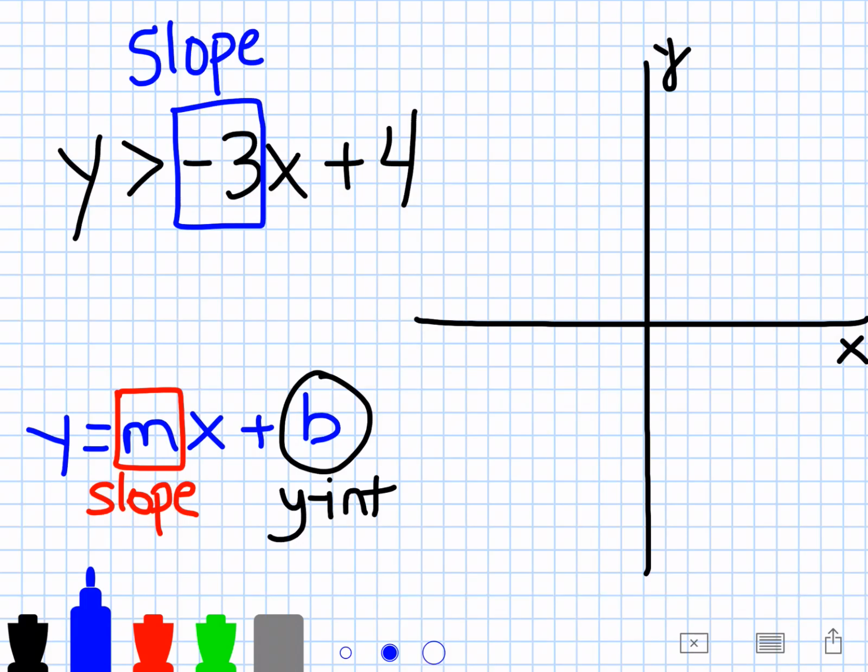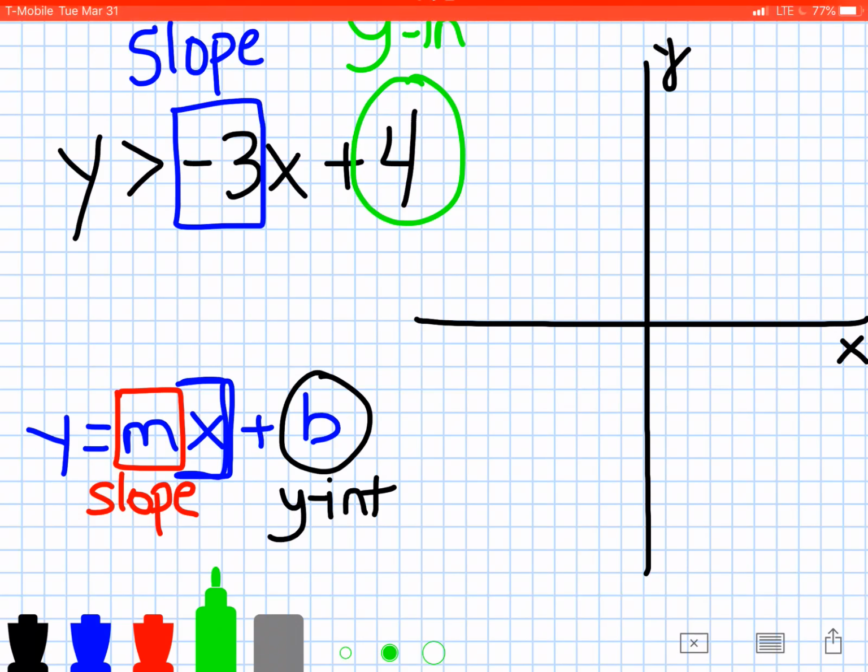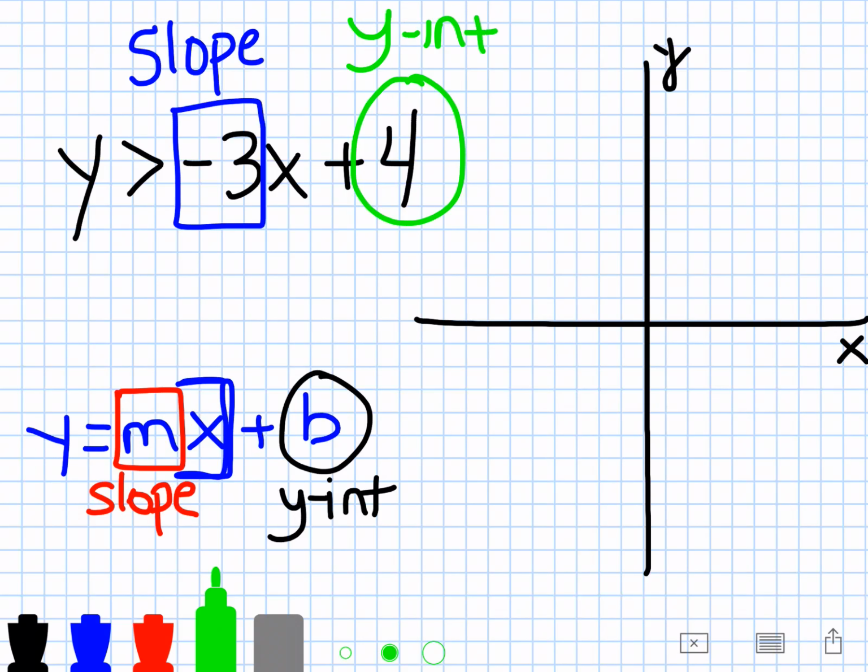If you look at slope-intercept form at the bottom, the slope is paired with the x right here. So in our original problem, -3 would be our slope, and our y-intercept is going to be a +4. This is going to be our y-intercept. So what does that mean, y-intercept? Well, it's going to be the point that this particular graph crosses the y-axis.